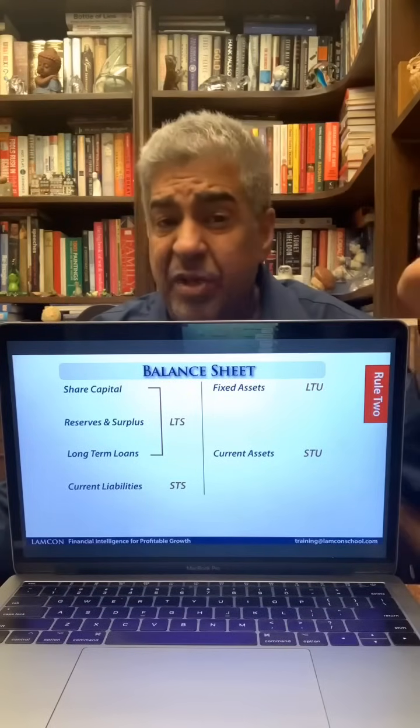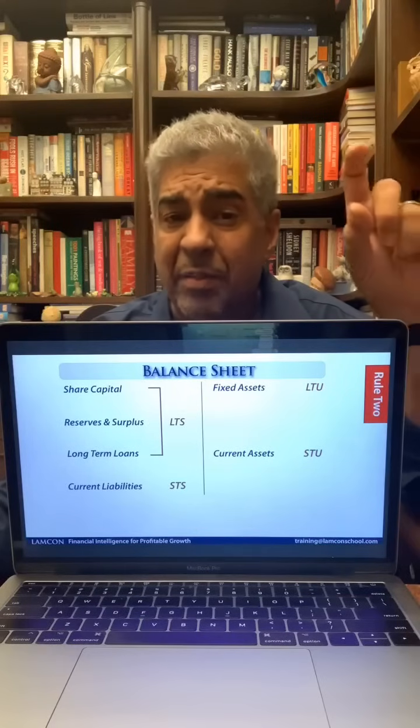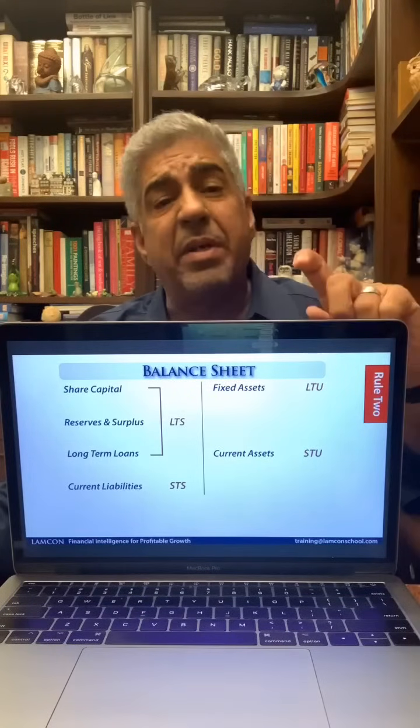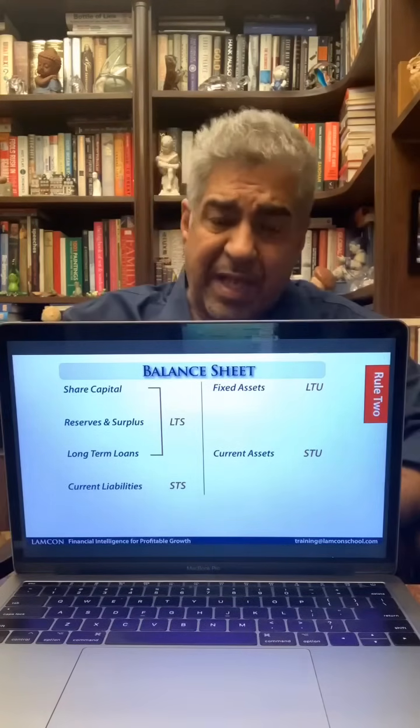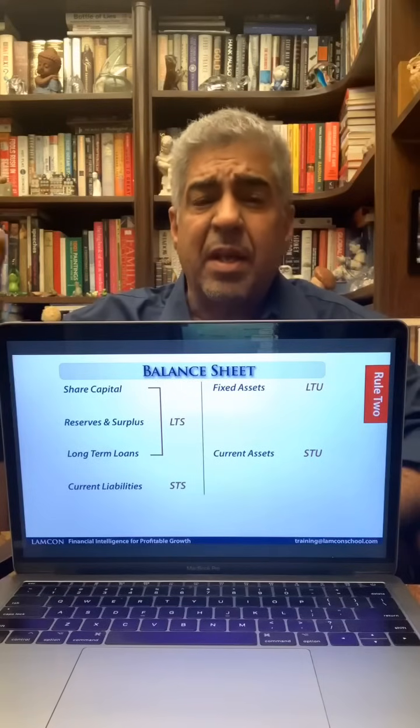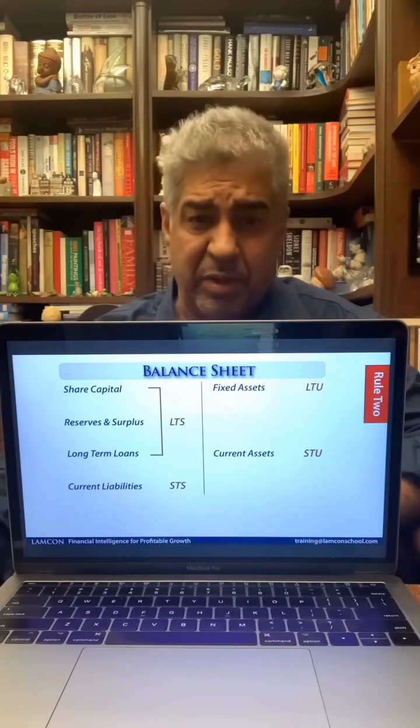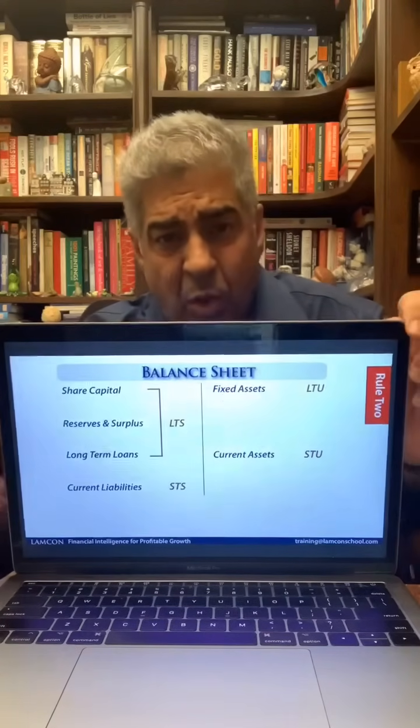Club the first 3 items on the sources side and call them long-term sources. Current liabilities are short-term sources. Fixed assets, we will call them long-term users. Current assets, we will call them short-term users. If you guys are okay so far, I think you are now ready to read balance sheets.